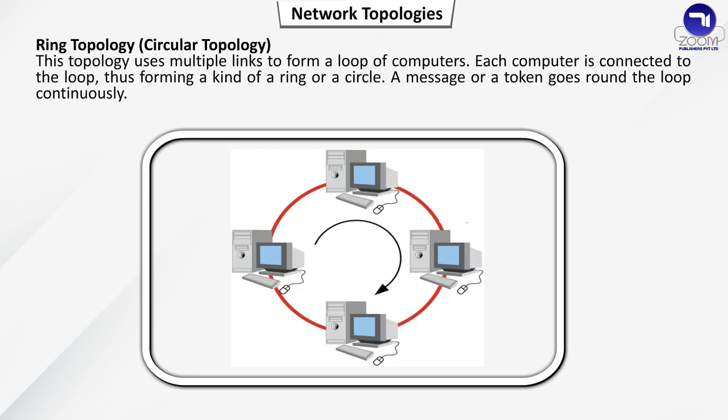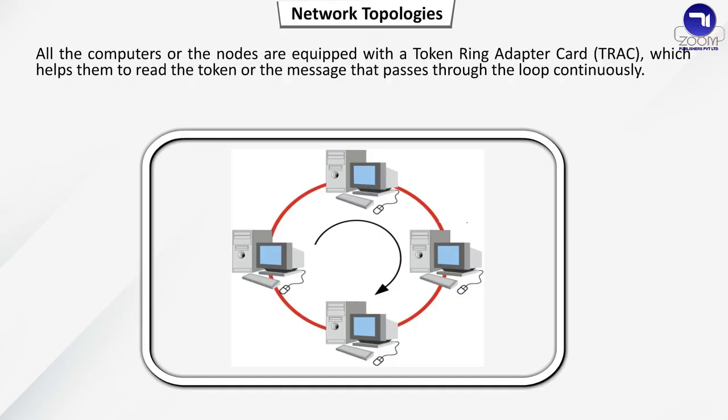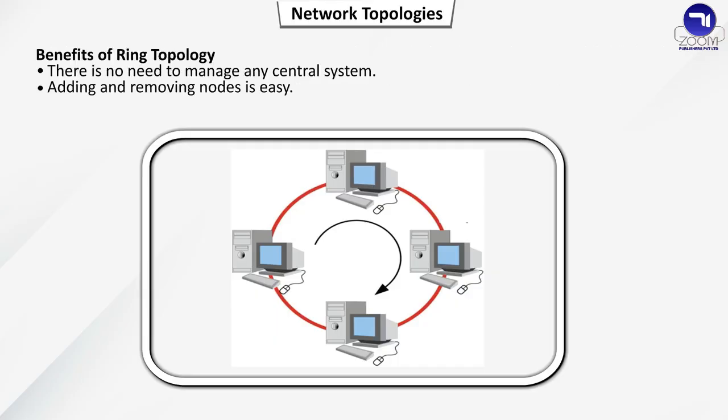Ring topology, circular topology. This topology uses multiple links to form a loop of computers. Each computer is connected to the loop, thus forming a kind of a ring or a circle. A message or a token goes round the loop continuously. All the computers or the nodes are equipped with a token ring adapter card, TRAC, which helps them to read the token or the message that passes through the loop continuously.